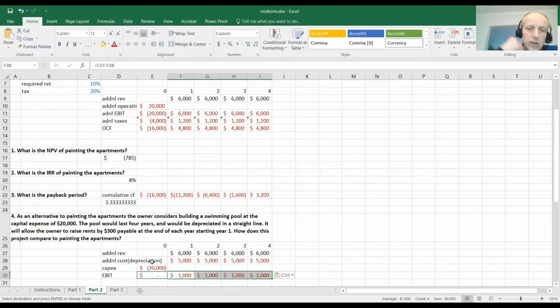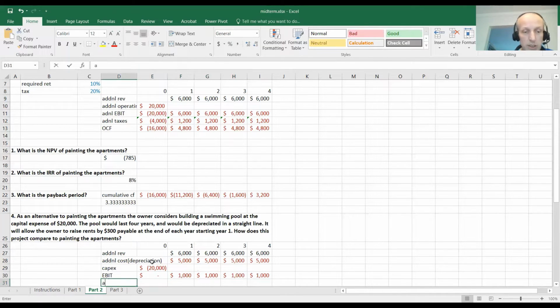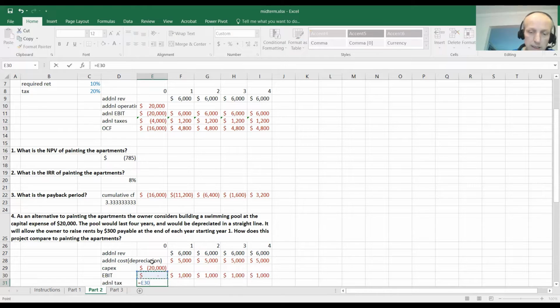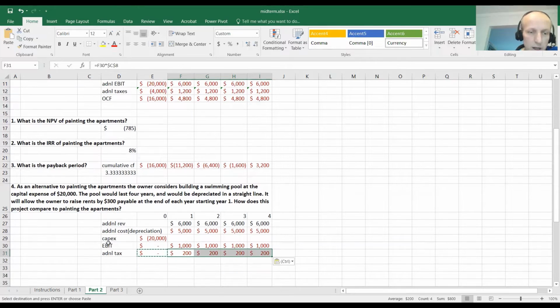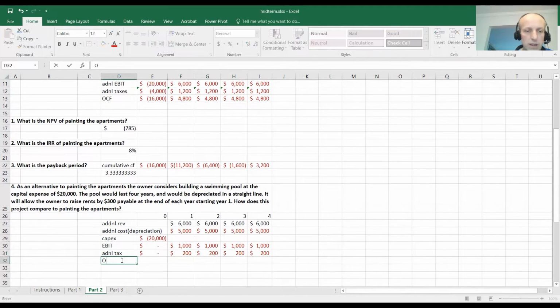That's because we get additional revenue of 6,000. We pay additional cost. It's not a cash cost, but it's still a cost that we recognize of $5,000 depreciation, which means an additional profit before taxes is $1,000. So we can calculate what is the additional tax, and that is EBIT times the tax rate, hitting F4 there, and copying it down here. Additional taxes of $200.